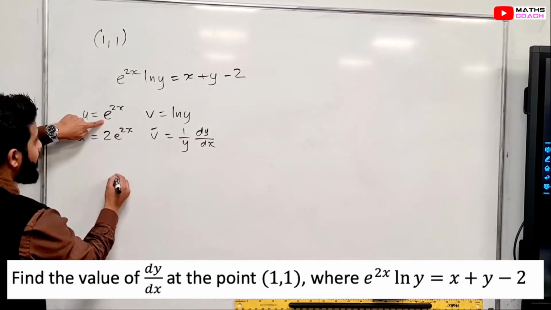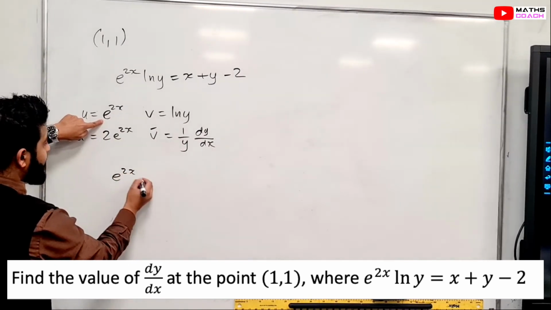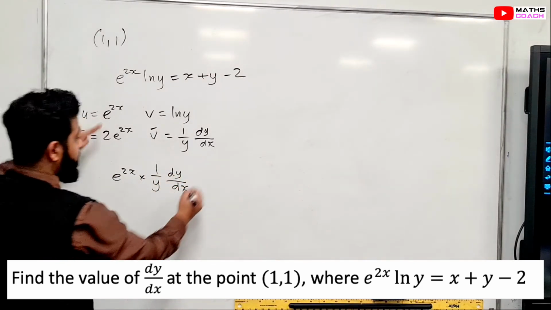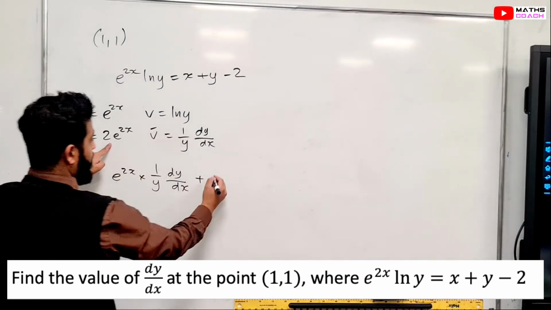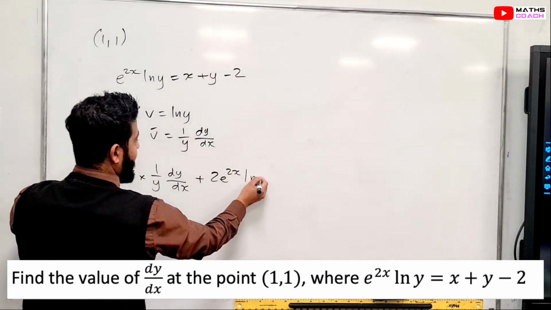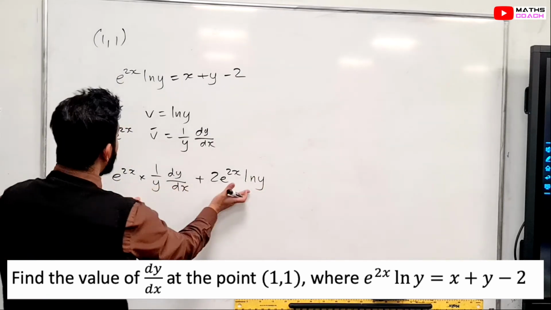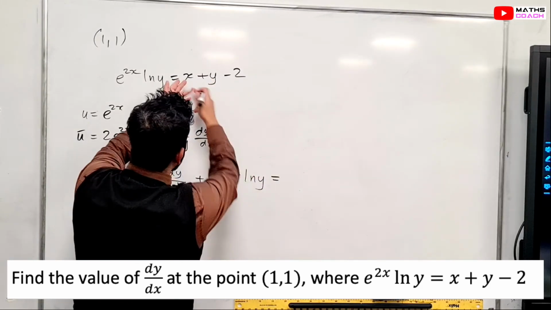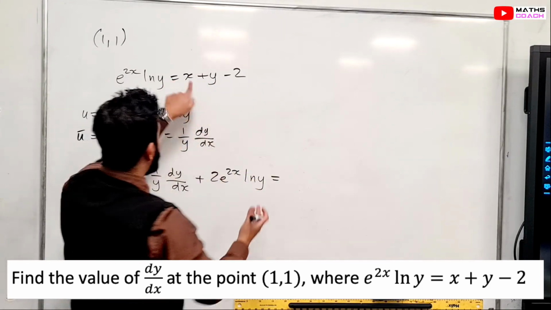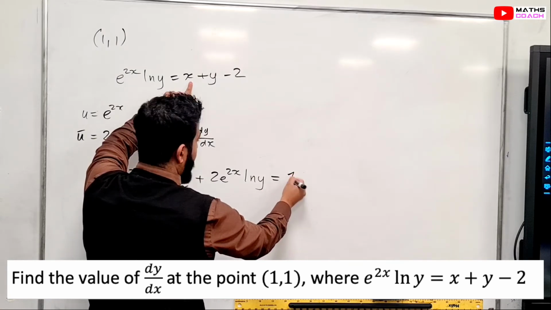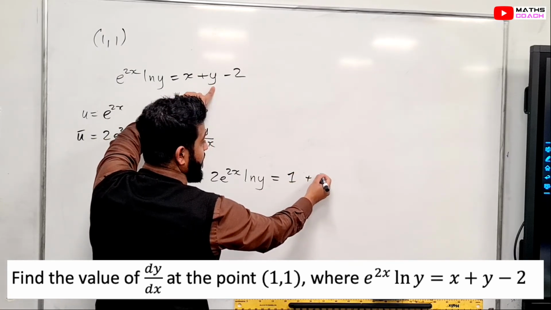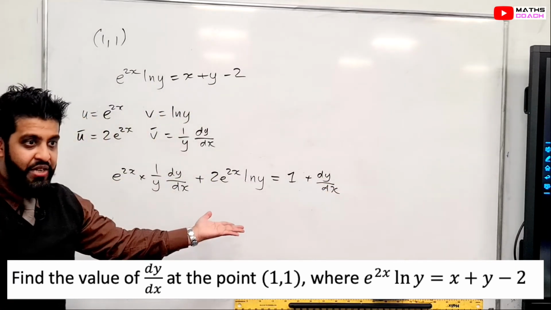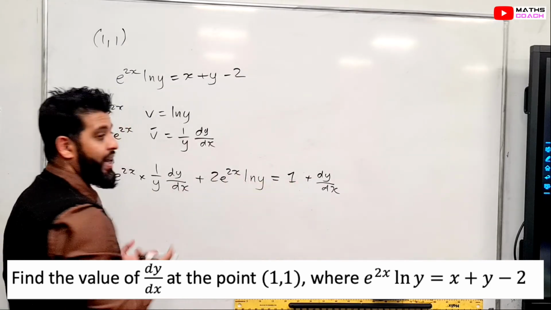So what do we get from this and this? We can write this e to the 2x times by 1 over y dy over dx. Yeah? Plus this and that. So 2e to the 2x ln y. So what we've got here is the differentiation of that. So now we can just write equals and continue the differentiation, right? So what do we get when we differentiate this? 1. What do we get when we differentiate that? Dy over dx. And what did we just say about the numbers? It's 0. Okay, it's not there. So this is that differentiated.